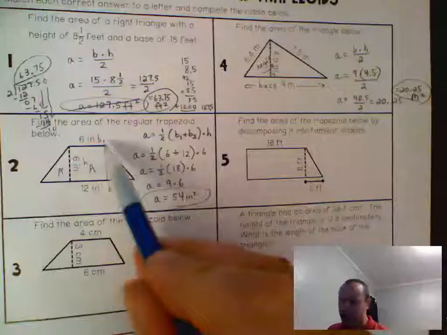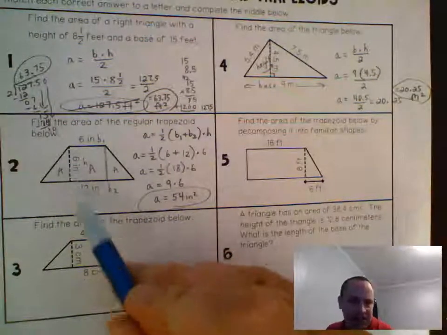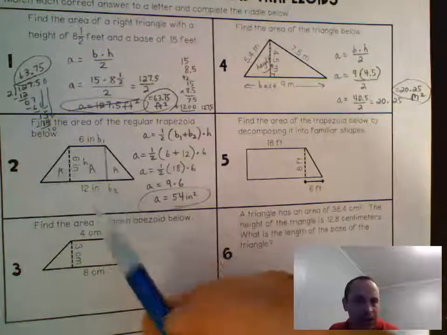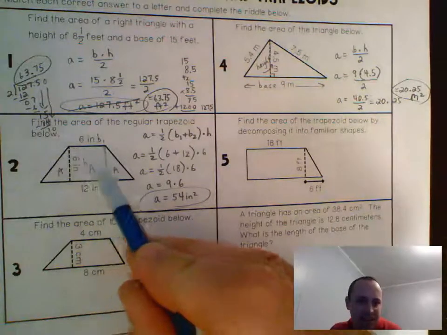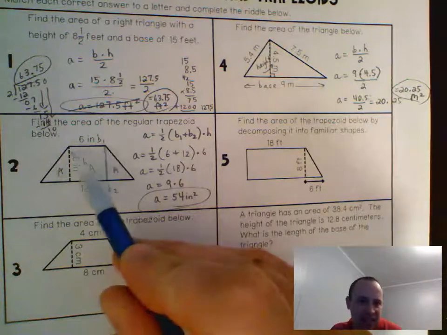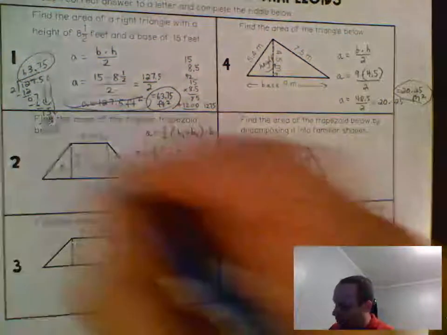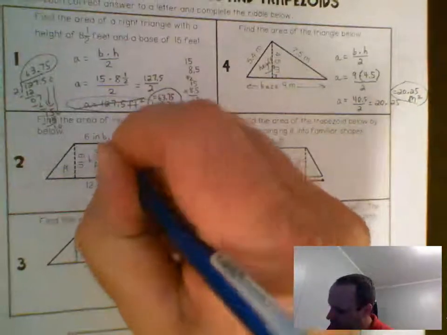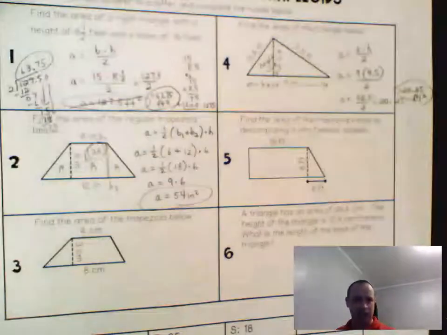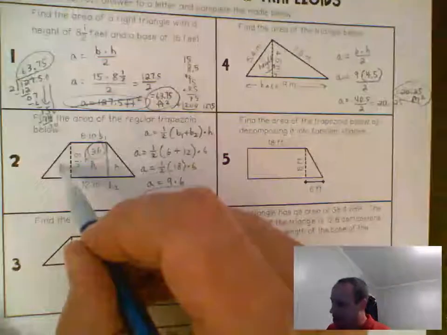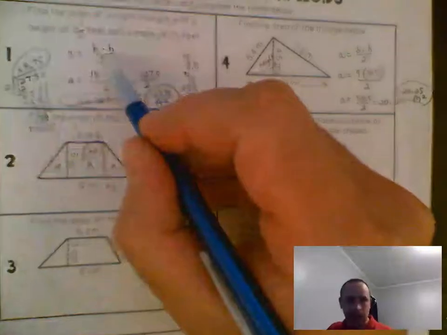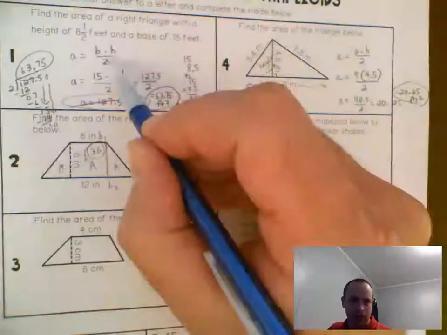What's the area of a square or a rectangle? It's length times width, right? So in this case, it would be 6, because this is 6 and this is 6. So the area would be 6 times 6, or the area of this part is 36 right there. Okay. Now the area of a triangle, if you remember, is base times height over 2.